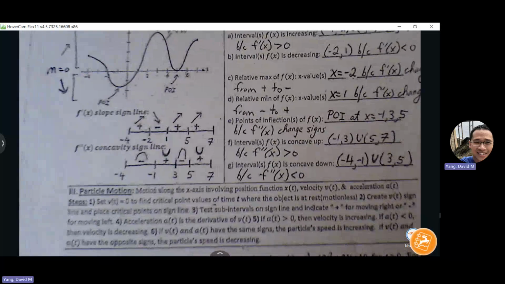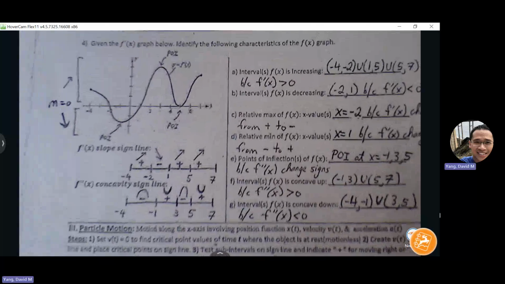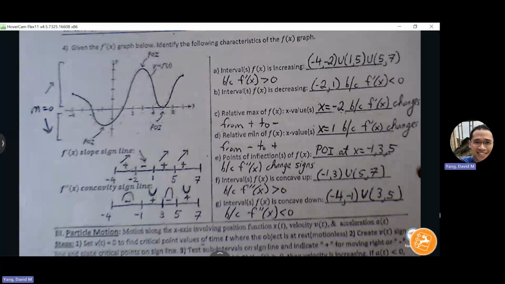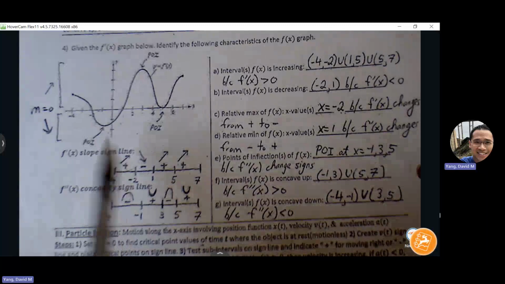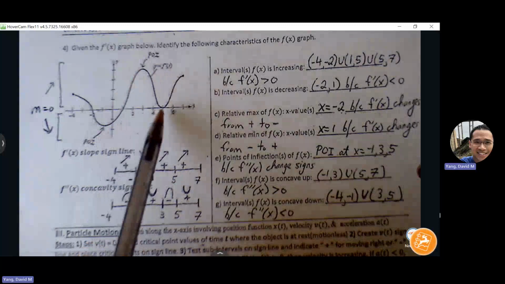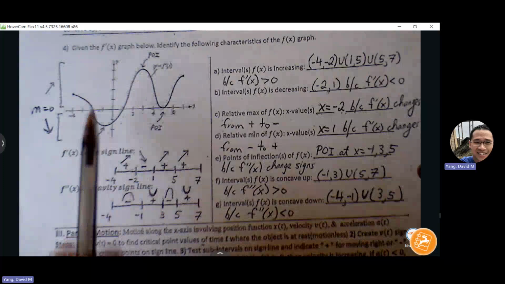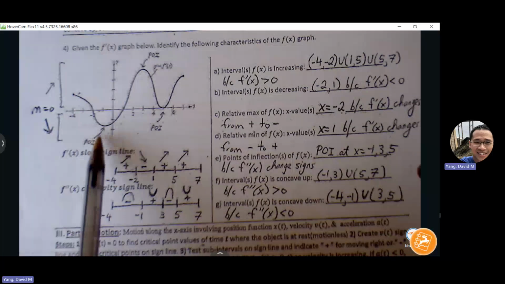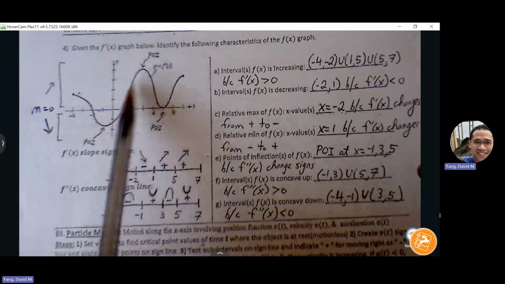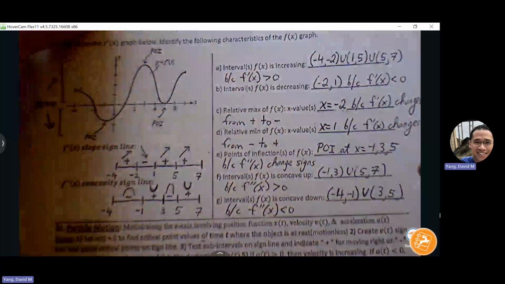Okay. F prime, f double prime, this is going to be your concavity sign line. This is now going to be based off of your peaks and valleys. Right? Peaks and valleys of your f prime graph will be the points of inflection of your original graph. And then you look at the slope. The negative slope is going to translate to concave down. Positive slope will translate to concave up.